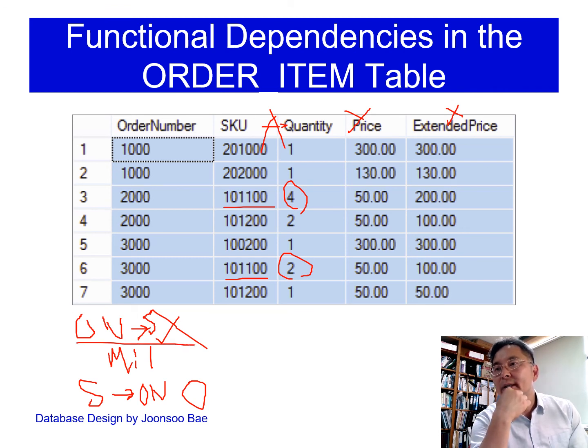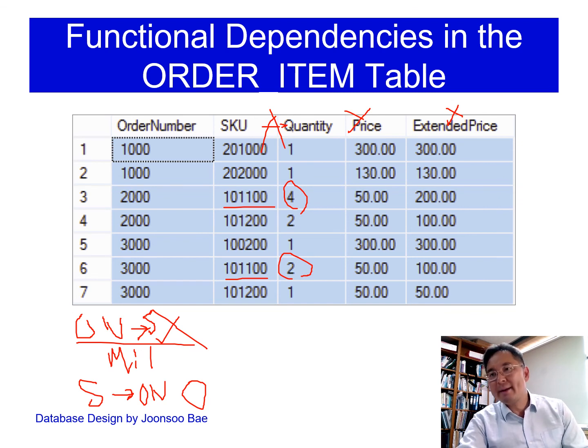And how about order number with quantity? No, it's different. And order number will determine price? No. Order number will determine extended price? No. So there is no single attribute that determines every other column.